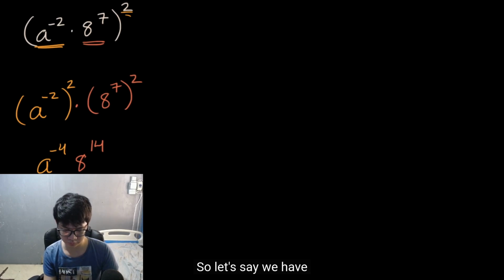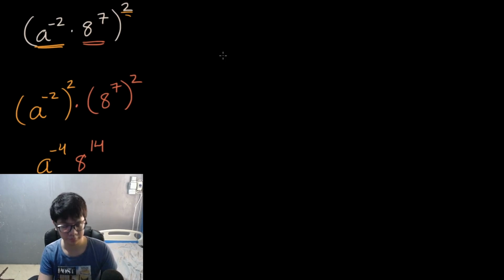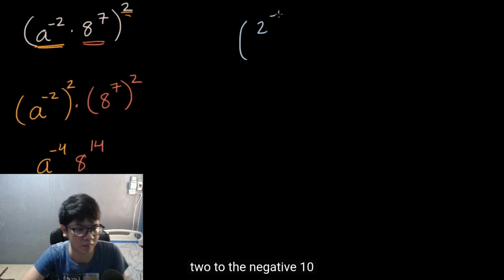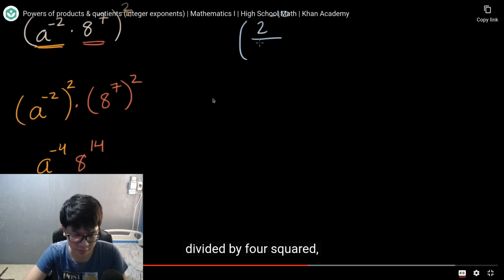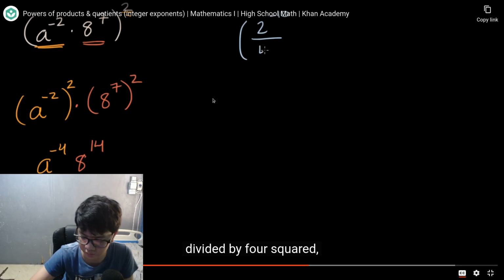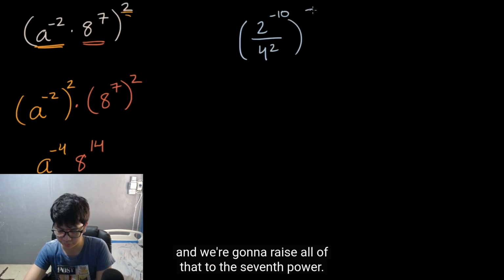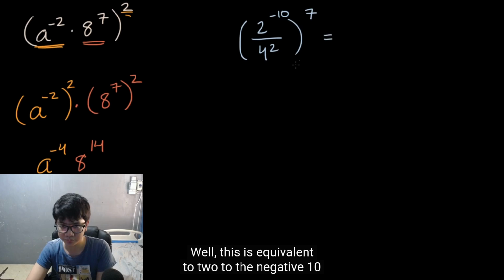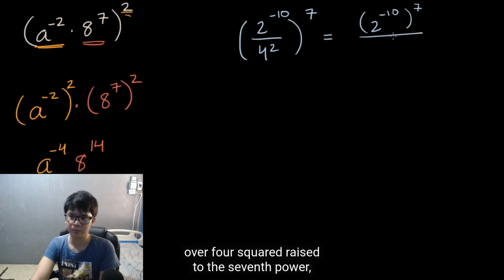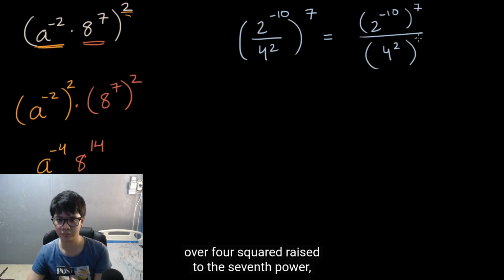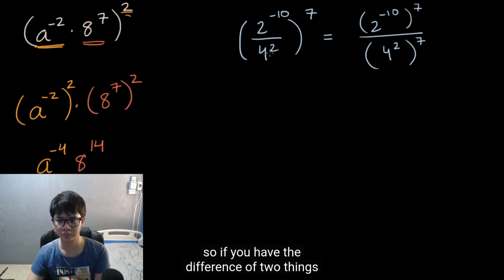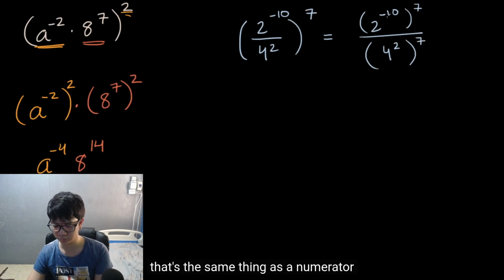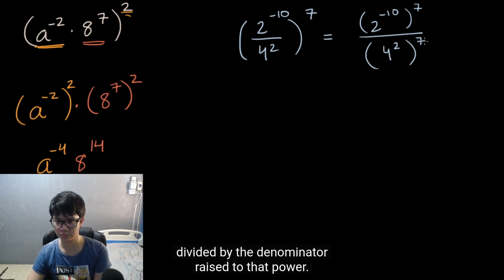Let's do one more example where we are dealing with quotients, which that first example could have even been perceived as. So let's say we have 2 to the negative 10 divided by 4 squared, and we're going to raise all of that to the 7th power. Well, this is equivalent to 2 to the negative 10 raised to the 7th power over 4 squared raised to the 7th power. So if you have the quotient of two things and you're raising it to some power, that's the same thing as the numerator raised to that power divided by the denominator raised to that power.